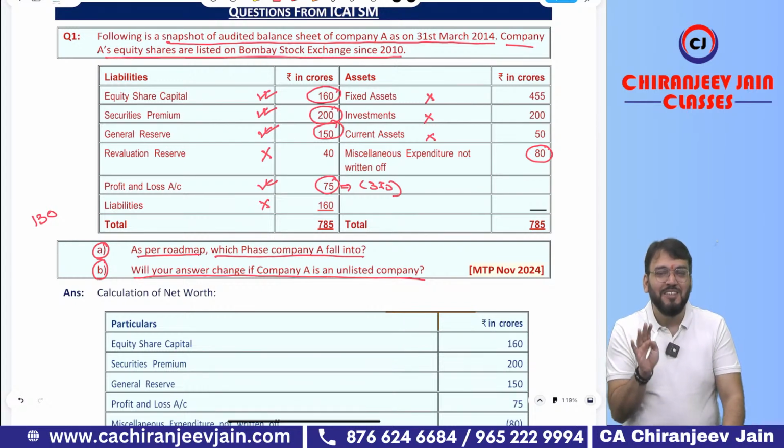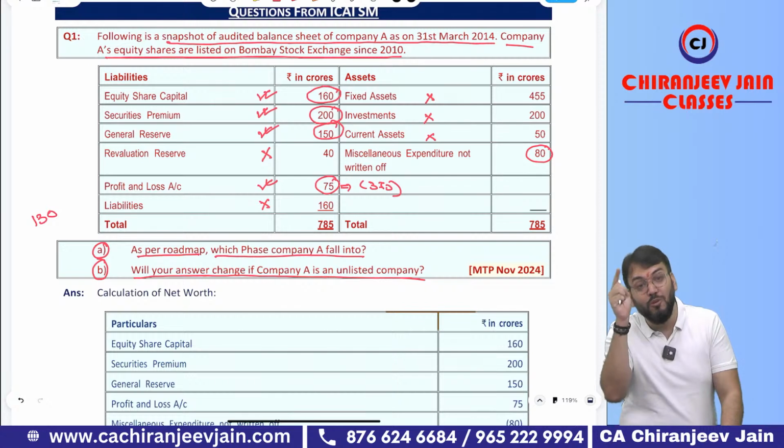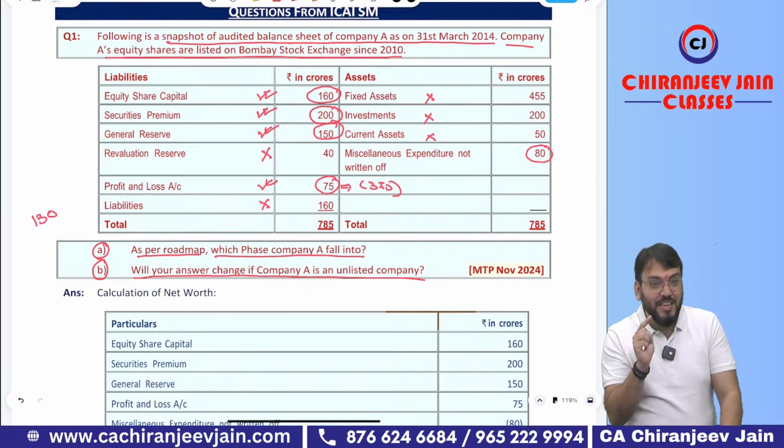If it is an unlisted company, which phase? No. If it is an unlisted company, then Ind AS will not be applicable. For phase 2, it is 250 crore or more than 250 crore. Correct? Understood? Just try to understand what happened.